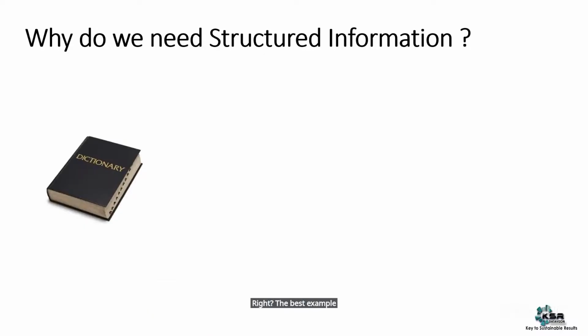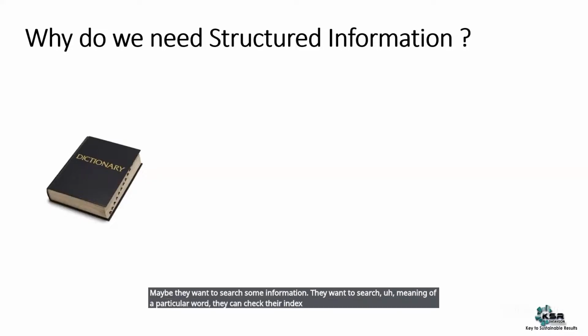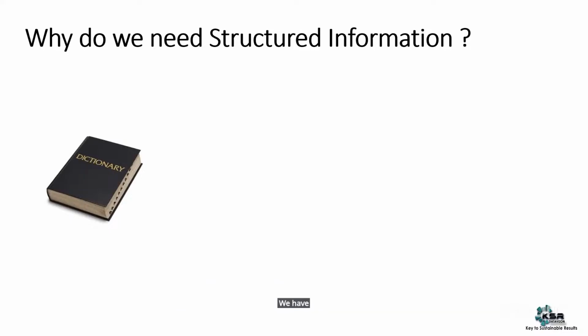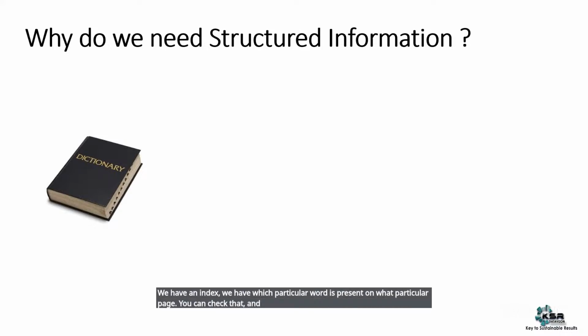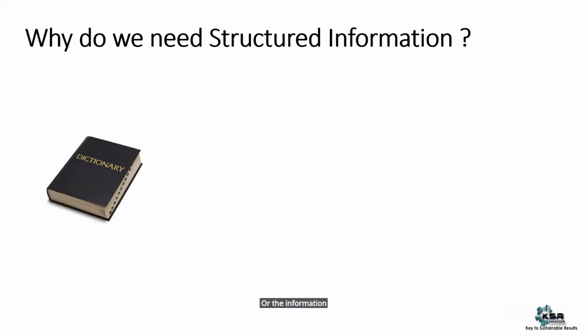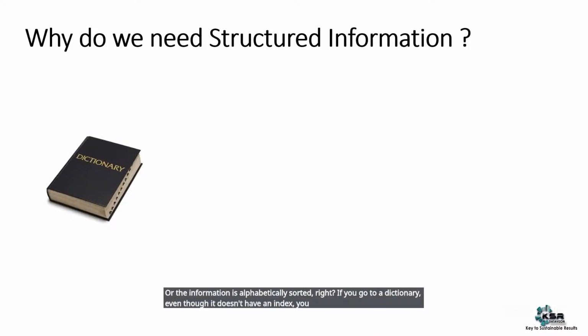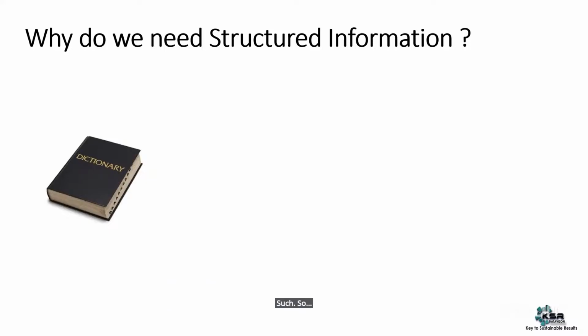The best example is a dictionary. If anyone is visiting a dictionary, maybe they want to search for the meaning of a particular word, they can check the index and go directly to that page, right? Because the information is clearly structured. We have an index of which particular word is present on which particular page. You can check that and directly visit it. Or the information is alphabetically sorted, right? If you go to a dictionary, even if it doesn't have an index, you can alphabetically check for the word I'm trying to search. So wherever the information is structured, it is easy to understand.